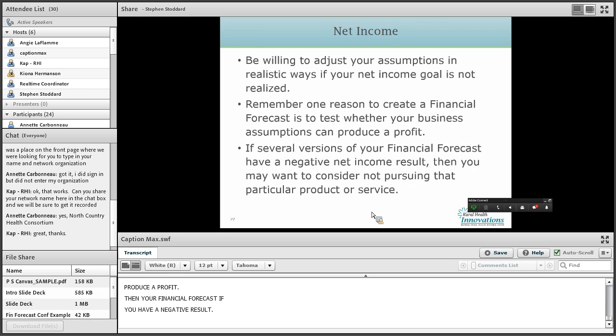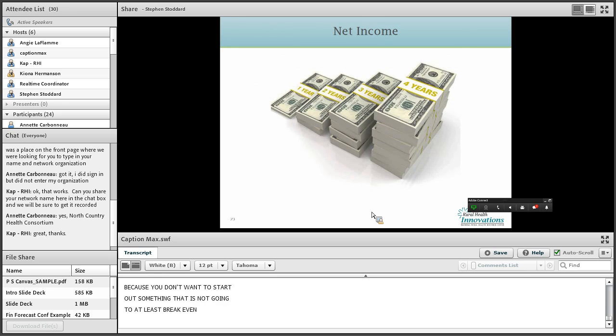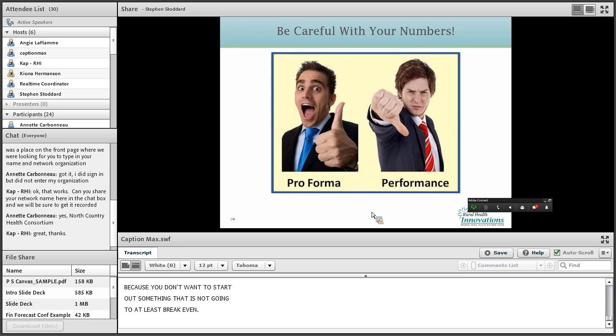Or if your goal is just basically to break even and help provide a service that your members might need, then you need to keep that in mind as well. And did you achieve that in your financial forecast? The other thing is, be willing to adjust your assumptions in realistic ways if you don't realize that net income goal. So make some adjustments. That's why that spreadsheet is flexible, and you can make some changes that are realistic to that.